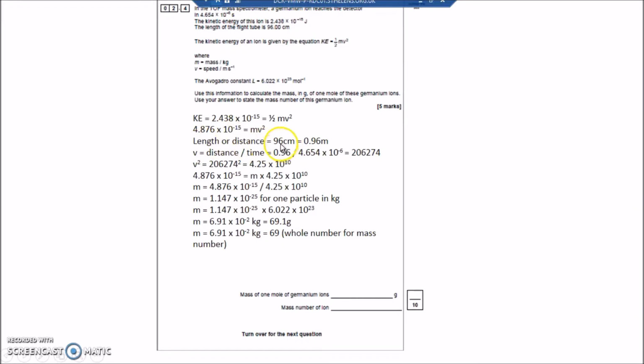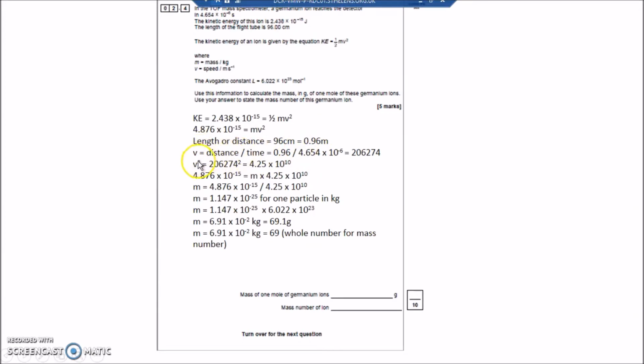Length or distance of the tube is 96 centimeters. If I divide by 100, I turn centimeters into meters. So let's divide by 100, 0.96 meters. So this tube's got to be in meters. It's very nearly a meter, 0.96 meters. Now this is something that you need to remember. Velocity is distance over time.